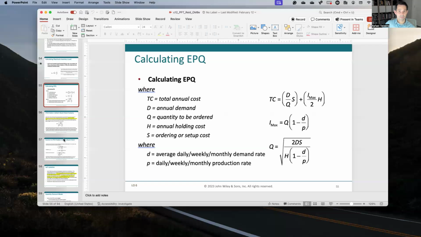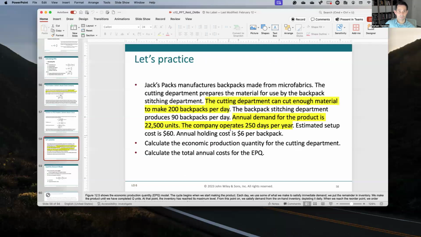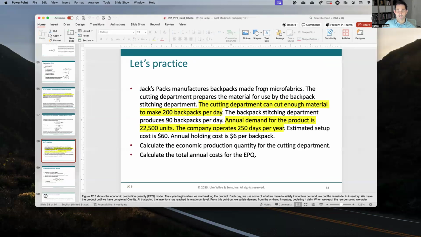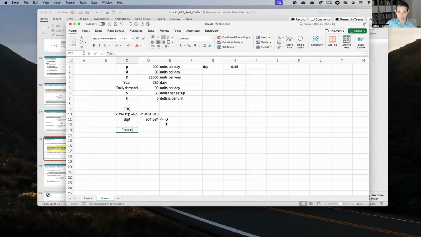Okay, let's see where is the problem. Here is the problem. We computed total annual cost. Remember, we have the total order cost, which is my annual demand divided by my optimal order quantity times the cost to set up. So I'm going to do first my annual demand divided by the units I produce every time I produce or order something, times the cost to set up. 1,492.